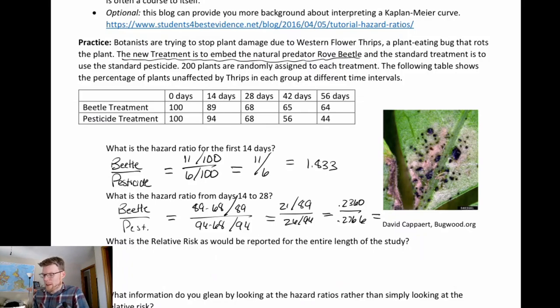And so if I divide these out, I'm going to get about 0.8531, like this. All right, so my hazard ratio here is going to be 0.8531. Notice now that this one is below 1, meaning that the hazard for the beetle group is actually slightly lower than that of the pesticide group if we're looking at the day 14 to 28 period. Whereas for the first 14 days, the risk for the beetle group seemed to be higher. There was a higher hazard for infection in that period of time.